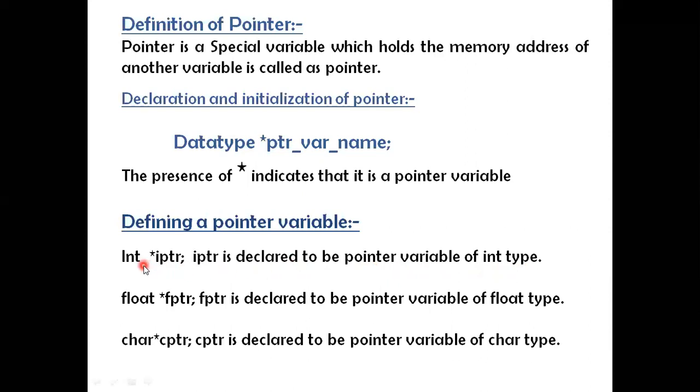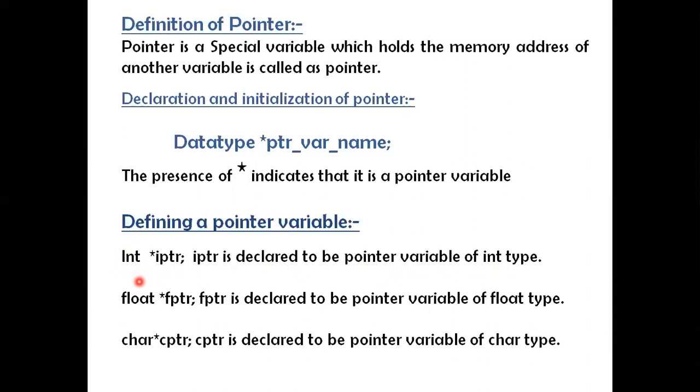Have a look at this. I'm using the data type as integer, so it is of type integer. Int star IPTR means IPTR is a pointer variable. This is not a normal variable. IPTR is a pointer variable of type integer data type.